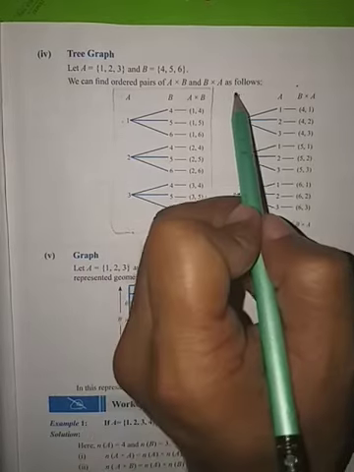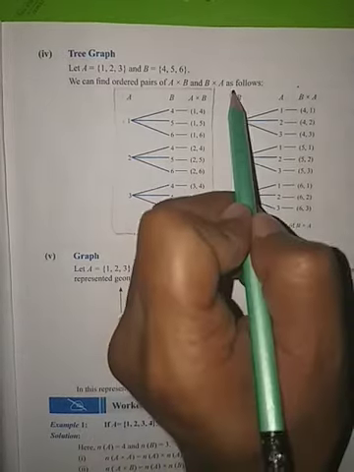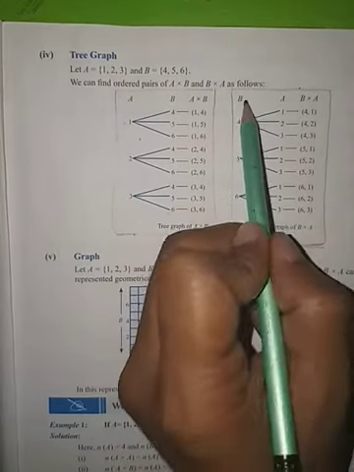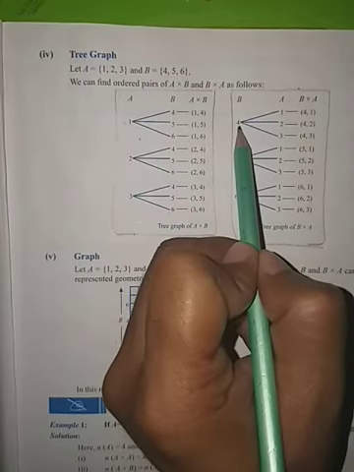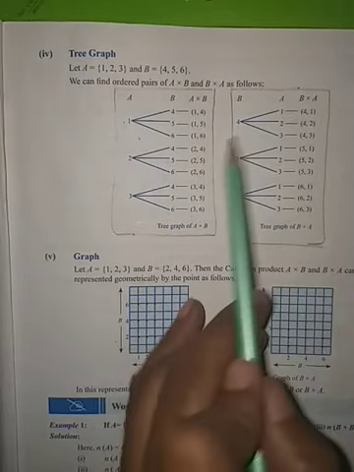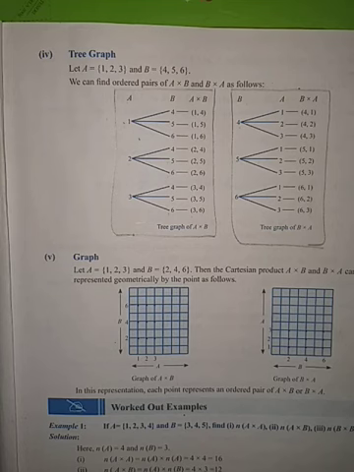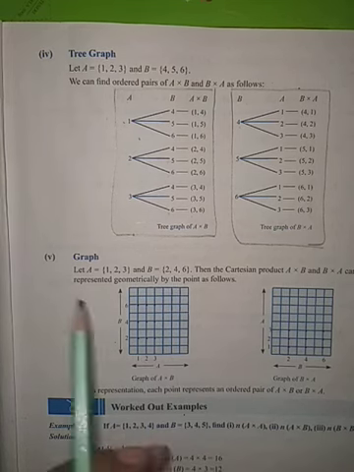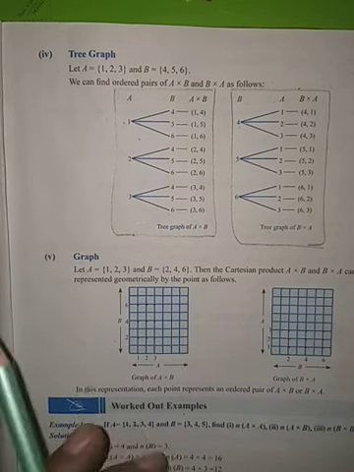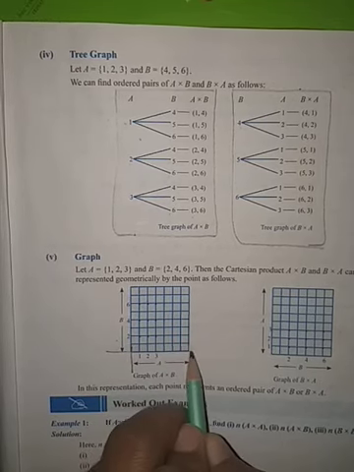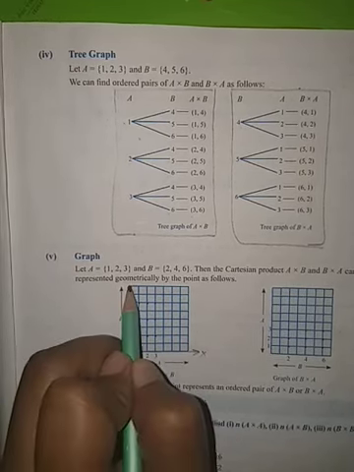And in case of B cross A, see here what you have to do. Just do it in a similar way, but at first we have to write the elements of B over here, so you will get B cross A. Just see here, you can pause the video whenever you require, and you can see it carefully. But in case of graph, the graph is like this. So it's the x-axis, it's the y-axis.